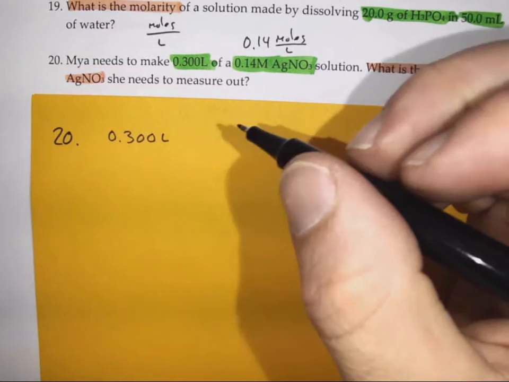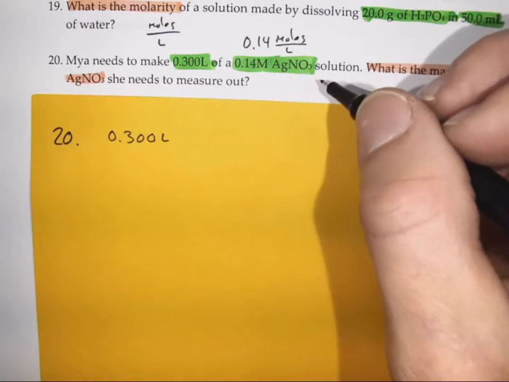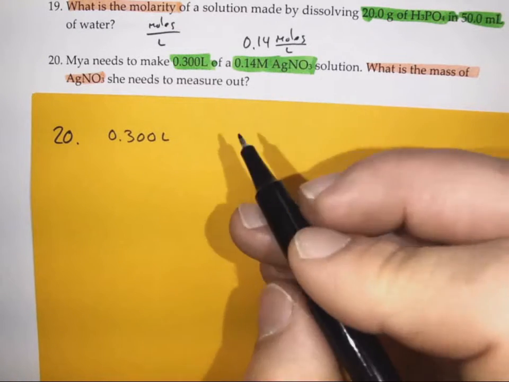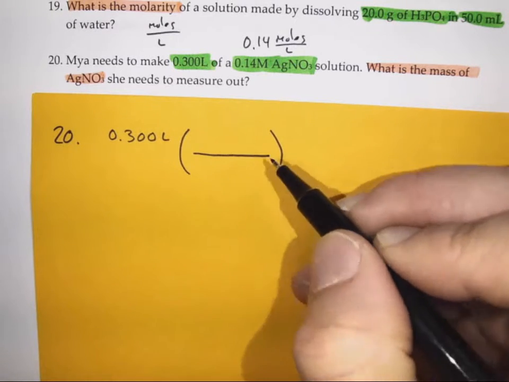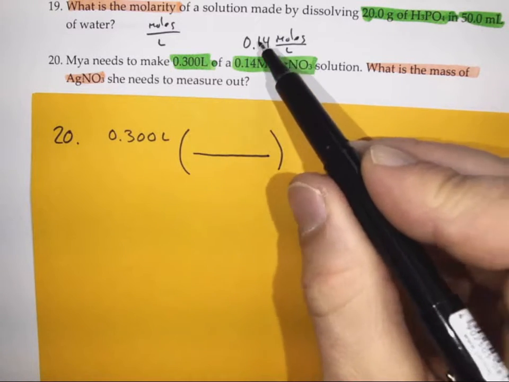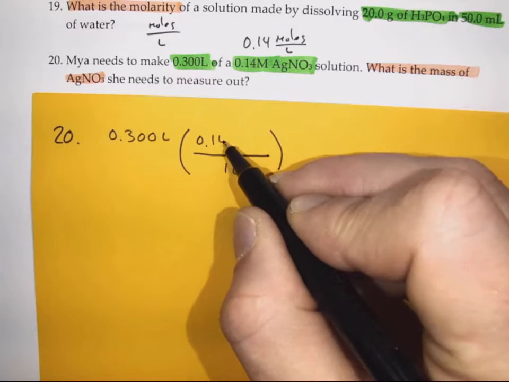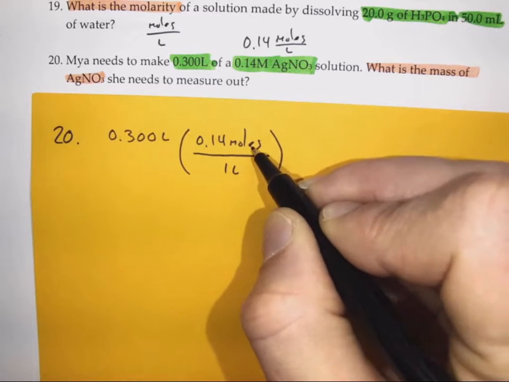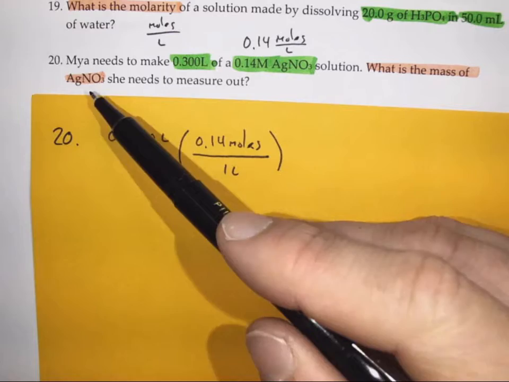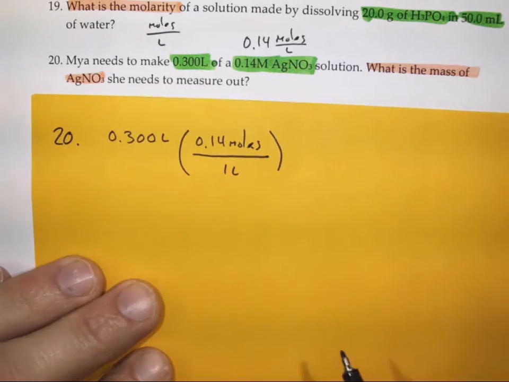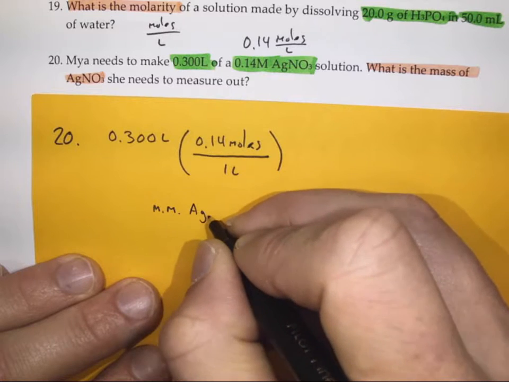All right. Now I want to know what the mass of silver nitrate is. So first I can figure out how many moles of silver nitrate there are. I can use my molarity to convert the volume in liters to some number of moles of silver nitrate. Great. But that doesn't tell me the mass of silver nitrate. To know the mass, I'm going to need to find the molar mass of silver nitrate.